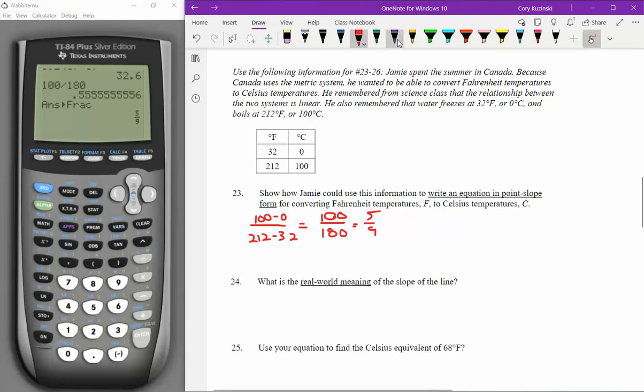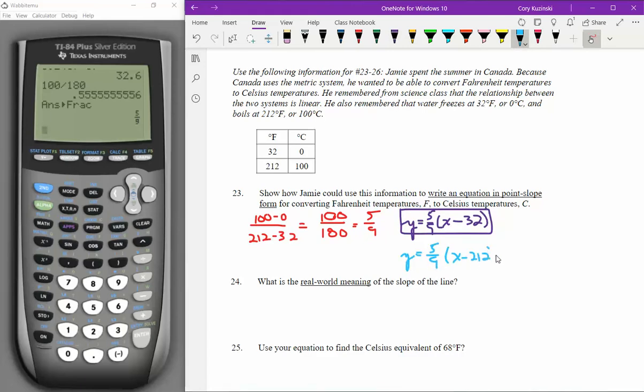So now we can write our equation. We could either go with y equals 5/9 times x minus 32 plus 0, but I'm not going to write the plus 0 because that wouldn't be simplified. Or I can go with y equals 5/9 times x minus 212 plus 100. Those are equivalent equations that will convert Fahrenheit to Celsius. As a matter of fact, I'm going to get rid of the x's and the y's, and I'm actually going to use Celsius and Fahrenheit because they do tell us to use F for Fahrenheit and C for Celsius.